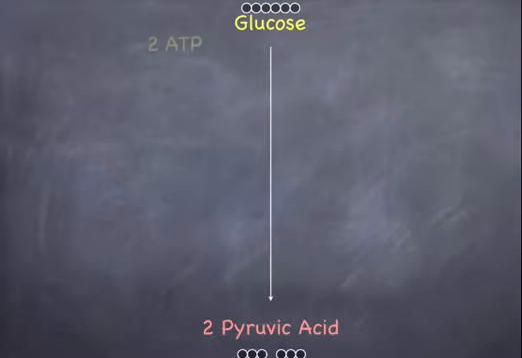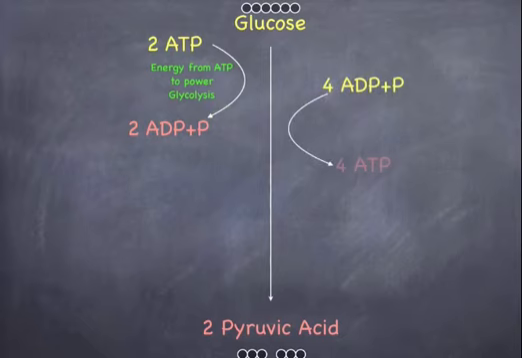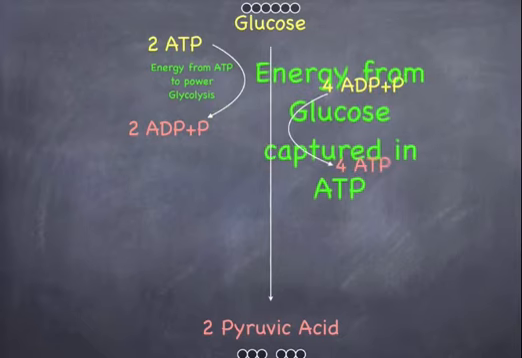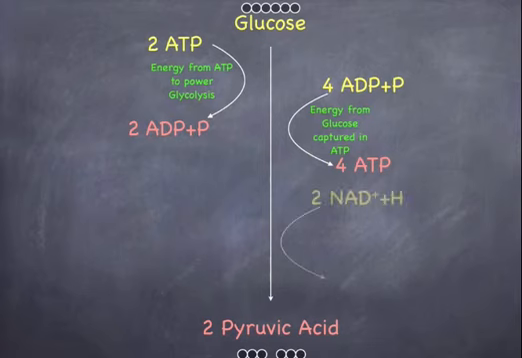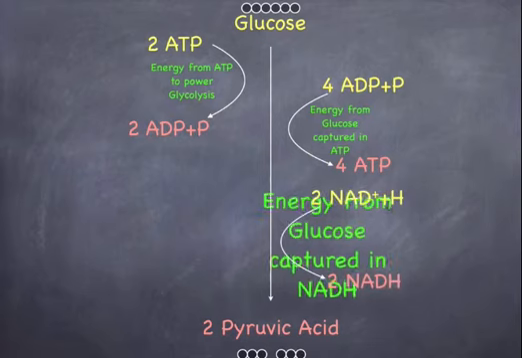Cellular respiration cycles. So in the beginning we have a glucose, and we add energy in the form of ATP to this glucose, and it then breaks apart into 2 pyruvic acid, giving us 4 ATP and 2 NADH.